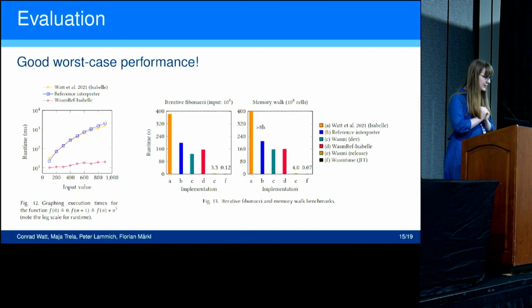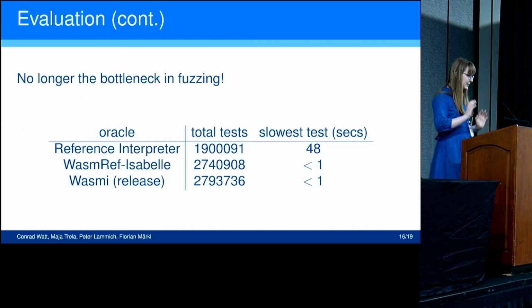So how does our interpreter perform? It turns out that it avoids the performance pitfalls of both the existing WasmCert-Isabelle interpreter and the reference interpreter. And moreover, it is slightly faster than the reference interpreter, even when it's not impacted by the deeply nested blocks issue. Moreover, it is basically fast enough for now.